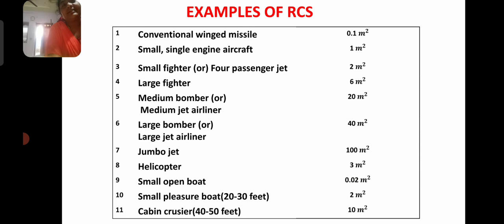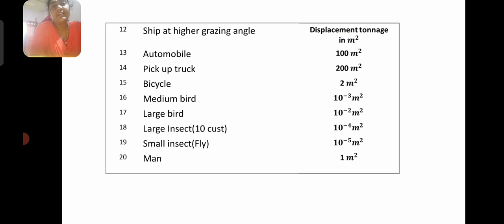These are the standard targets. When we are detecting a target, these are the standard targets and we are going to get the values. And these are the remaining values. These are the standard targets. So we have estimated the value of the radar cross section in square meters.